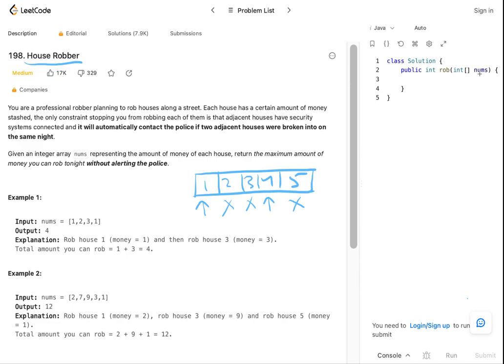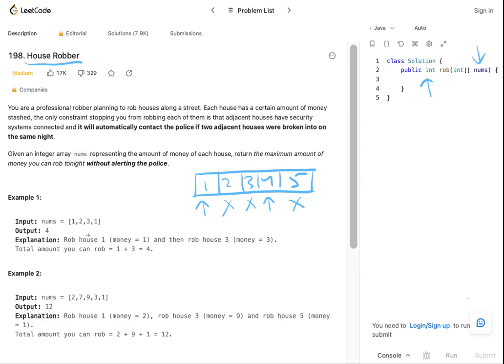So we see that the input is an array of numbers, which are the houses and the amount of money in each house, and the output is a single integer value, which is the maximum amount of money which can be stolen, keeping the constraint in mind. So let's look at the examples and understand them.